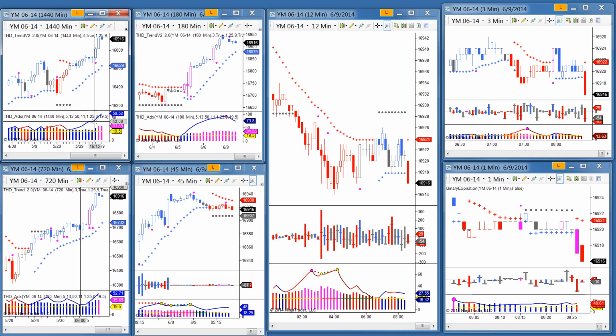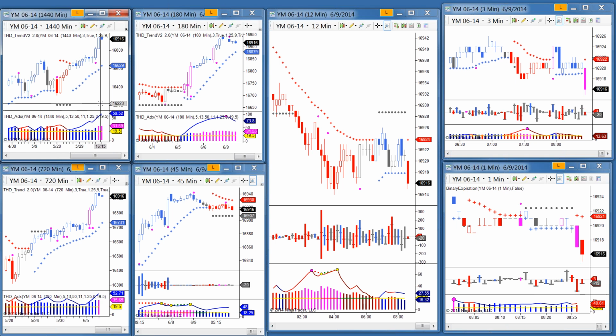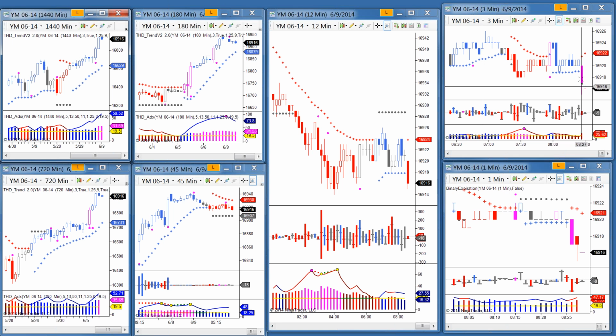The only difference is that the Dow is not overbought like we saw on the ES and on the Nasdaq. You do see that both the 720 and the 1440 are trending up. You see that the 180 does have a magenta peak coming in on it. Should retrace back to 16879.